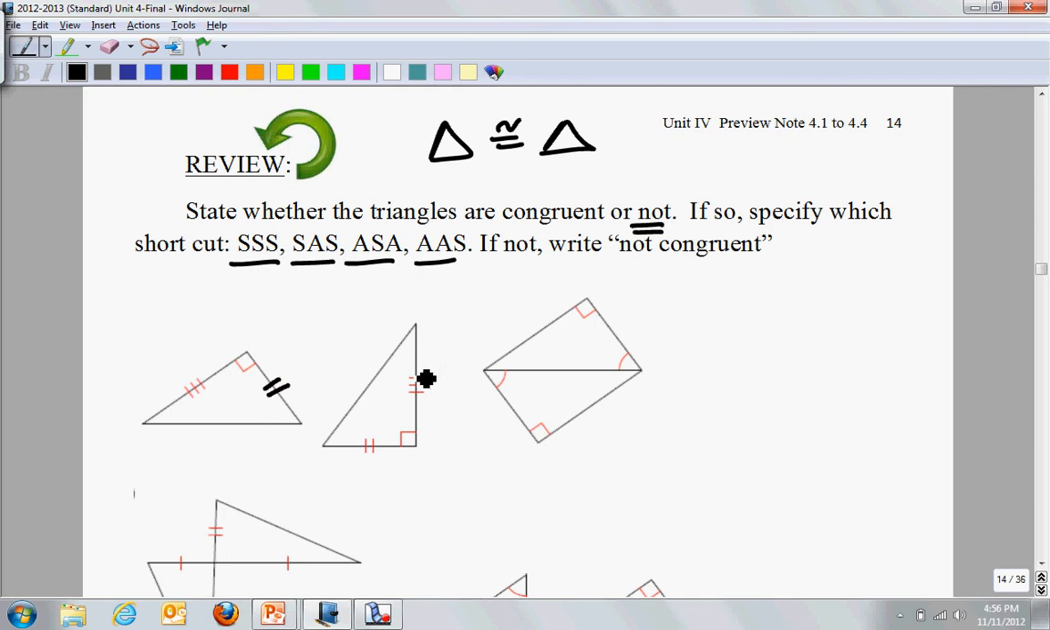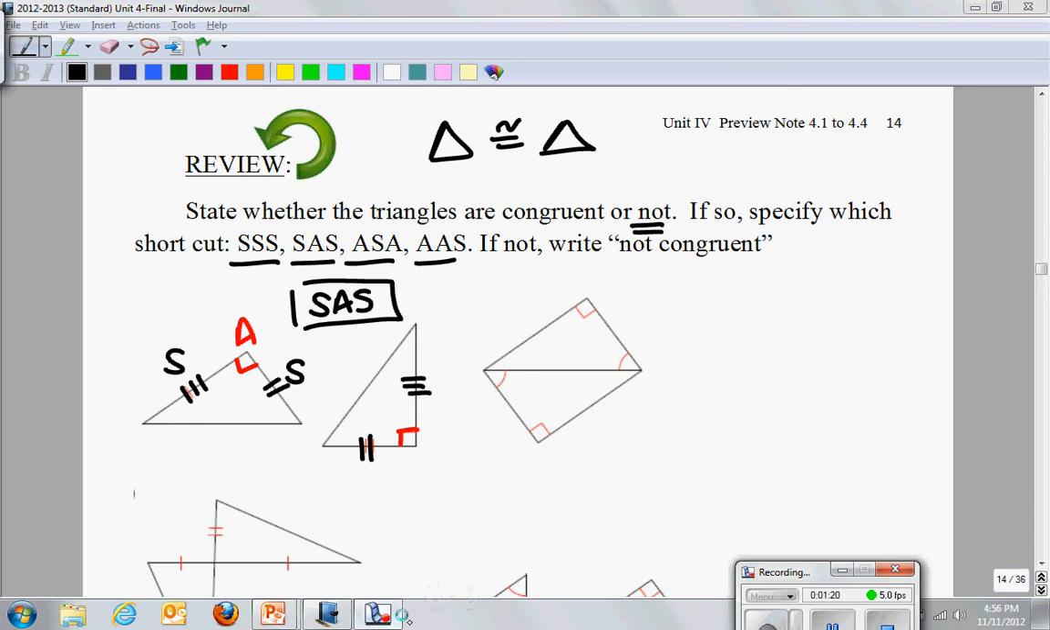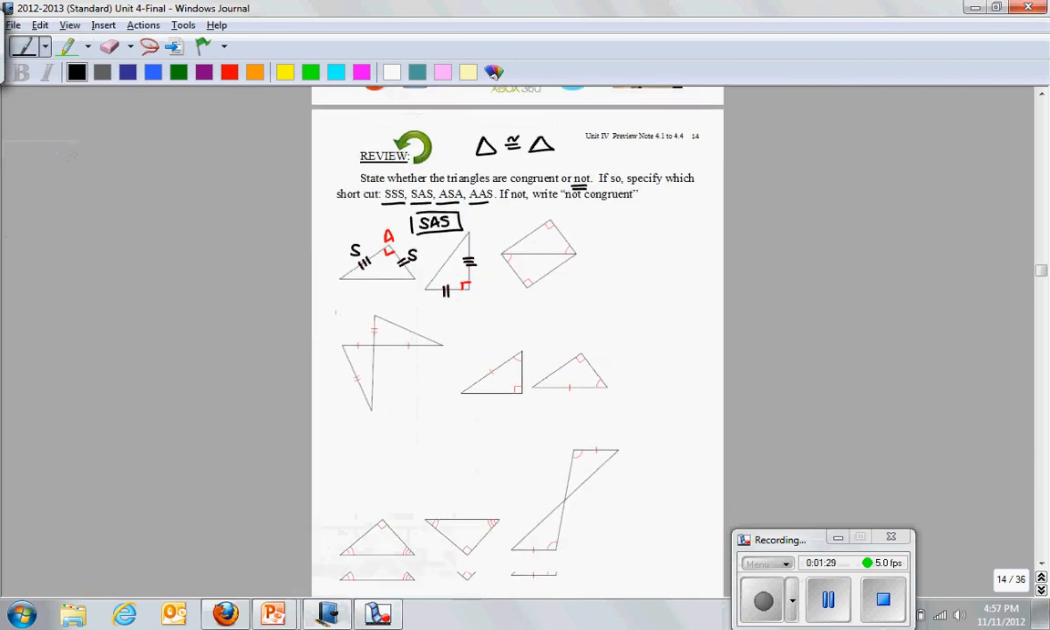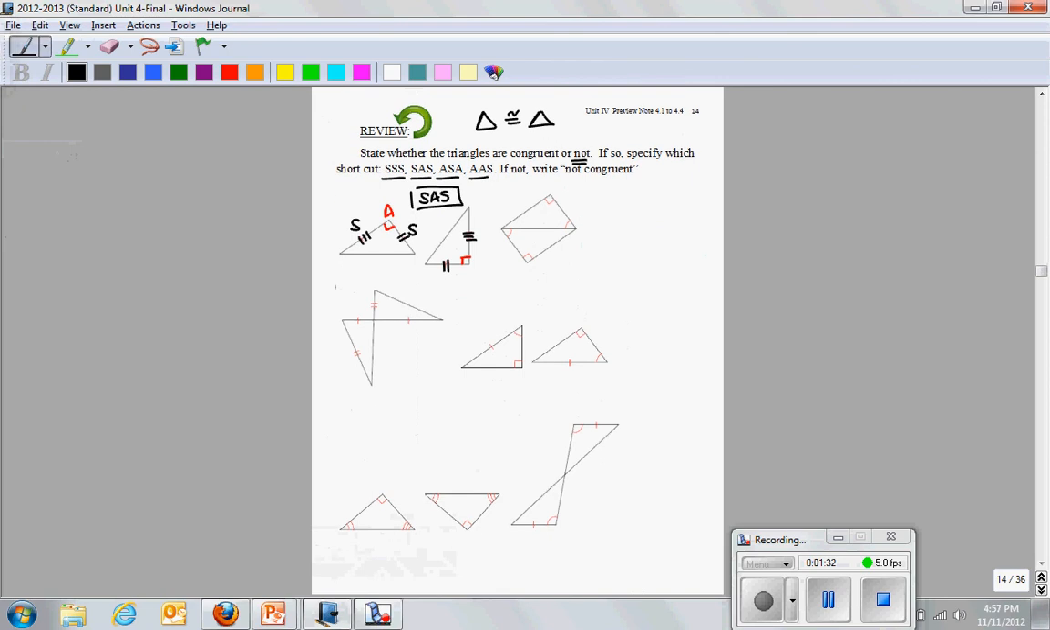So we have here a pair of congruent sides, a pair of congruent angles, and another pair of congruent sides. So the shortcut here is side, angle, side. From here, what I'd like you to do is take 30 seconds and go through this entire page on your own, marking the sides with S's and angles with A's, and then return and check your work.